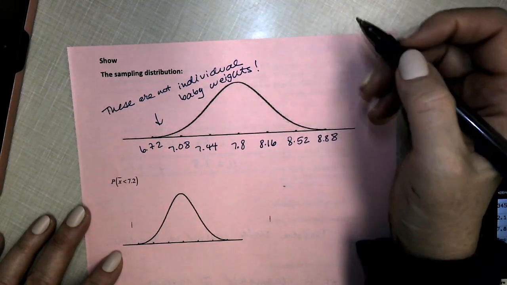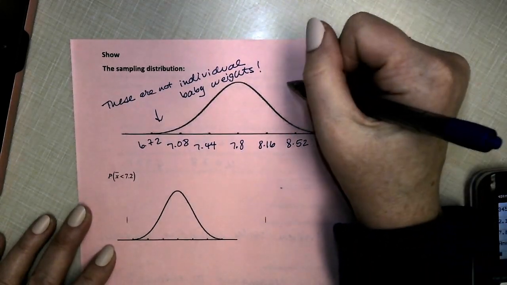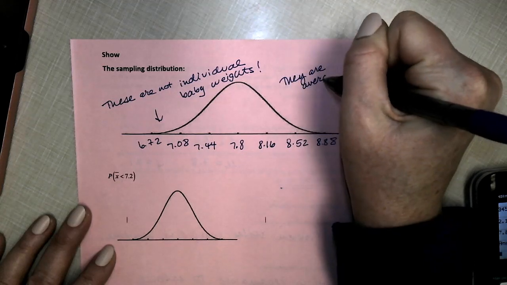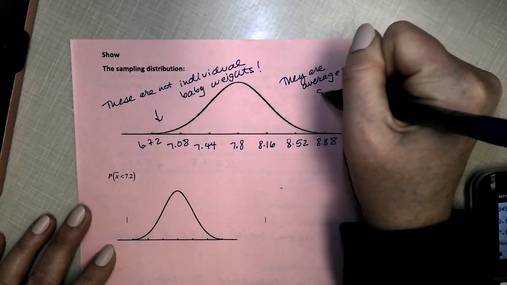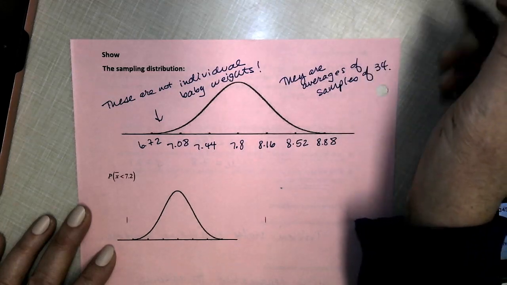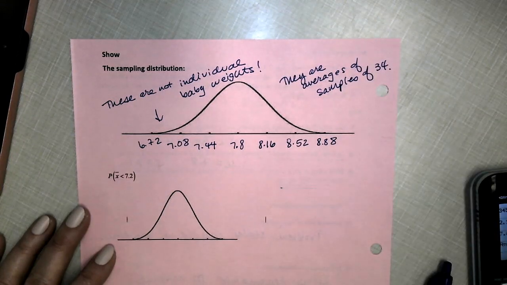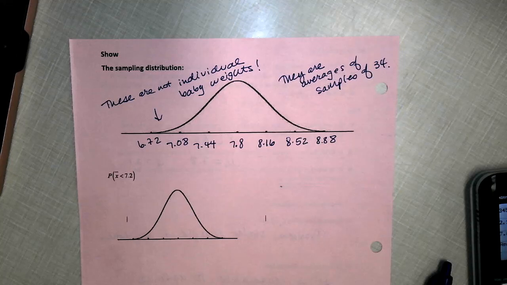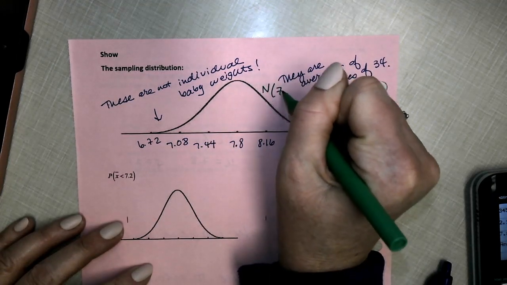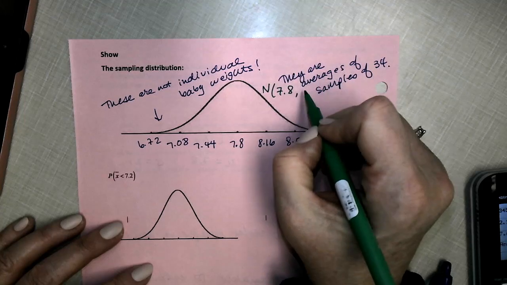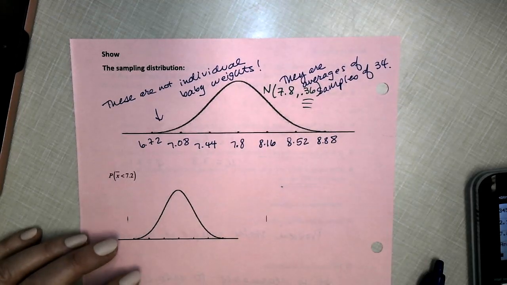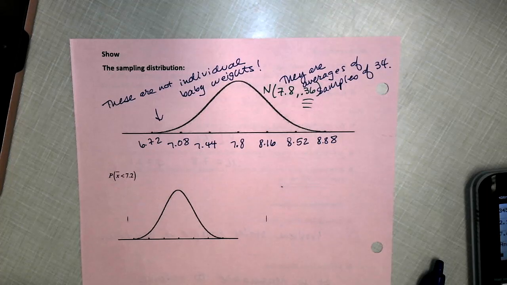Okay, they are averages of samples of 34. So that's normal. You always want to identify that, and don't forget this is 0.36, not the 2.1.